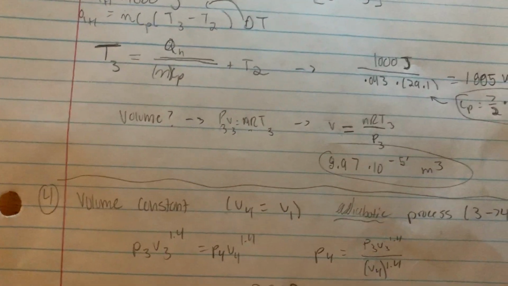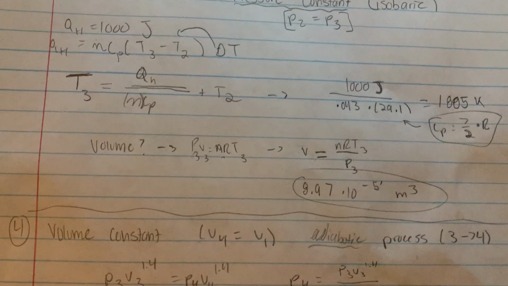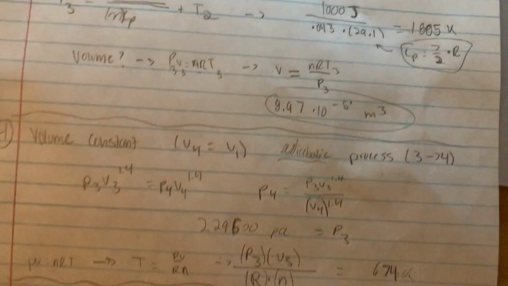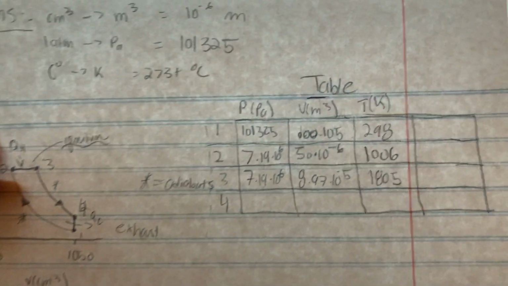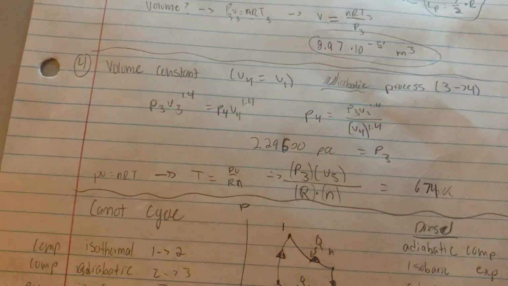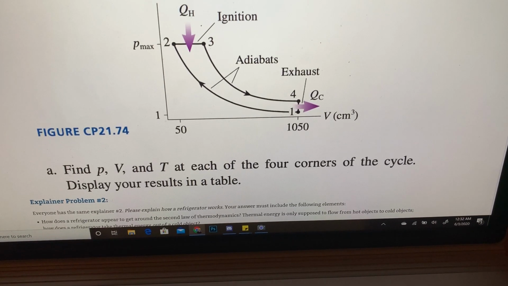You get about 1805 Kelvin. Your volume is going to be PV equals nRT again, using your values for the third corner. You rearrange everything, plug in your values, and get 8.97 times 10 to the 5th. And those should be your final values. Then you go down to the fourth one. You're going to have constant volume, as you said, so volume at 4 is equal to volume at 1.